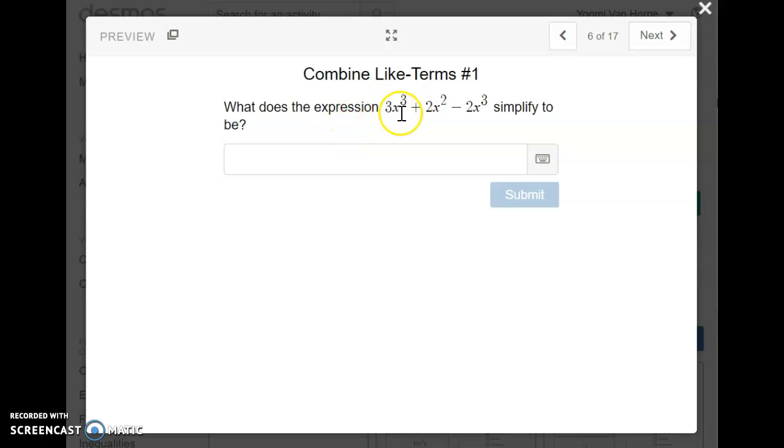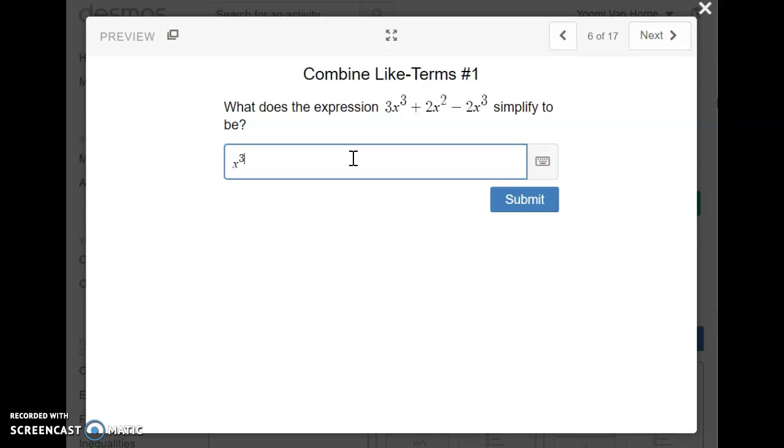What does the expression 3x to the power of 3 plus 2x squared minus 2x to the power of 3 simplify to? Okay, which are the like terms that I can combine? It's the x cubed here and x cubed here. The x squared is not a like term. So combining, 3 minus 2 is positive 1. So it's positive 1x cubed, which is the same as x cubed. Plus 2x squared. To do the exponents, you just need to use the caret symbol.